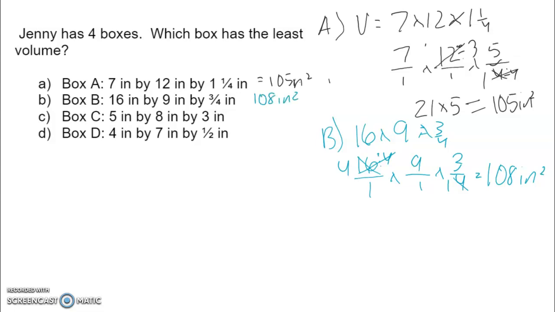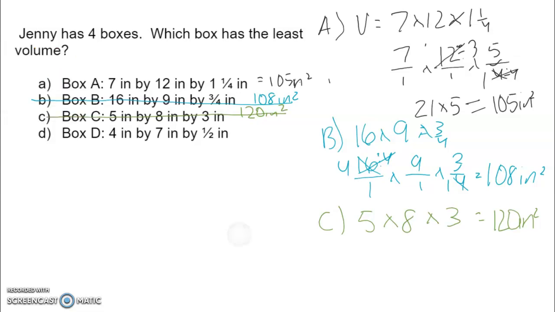So that one does not have the least volume because box A is going to be bigger, or is going to be smaller than that. Let's go ahead and move on to box C. Box C we'll go ahead and do in yellow. And we've got 5 times 8 times 3. Ooh, all whole numbers. So 5 times 8 is going to be 40, times 3 is going to be 120 inches squared. That one is also not the least, so we're going to cancel that one out.